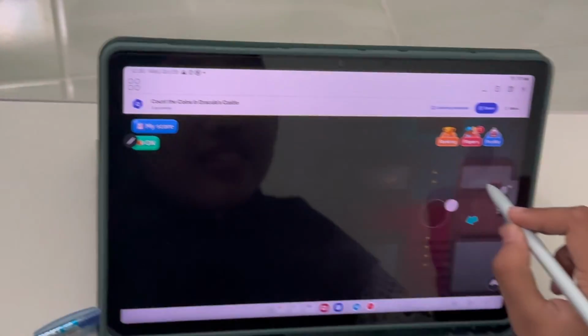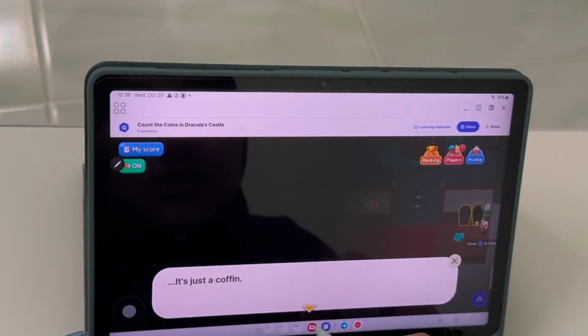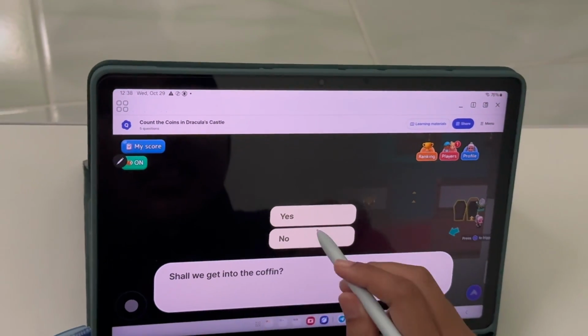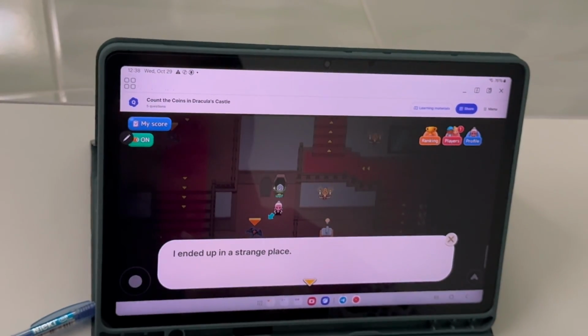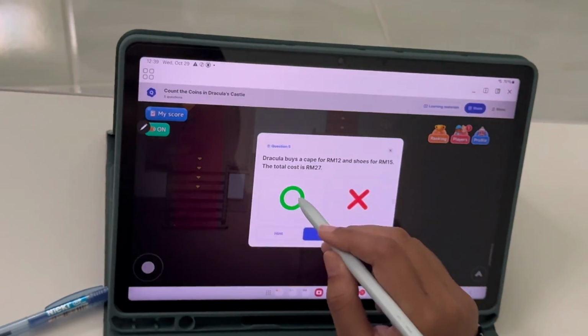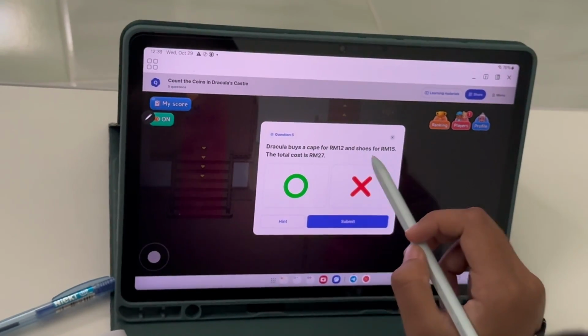The second element is solving challenges. Each question tests their ability to add, subtract, multiply, and divide. Pupils need to think logically to find the correct answer, which builds critical thinking skills. The third element is hint or guided assistance.